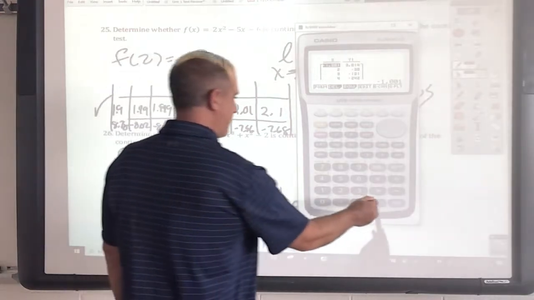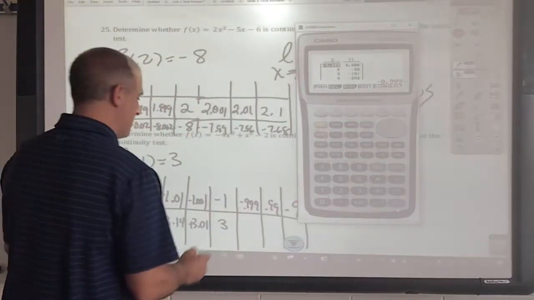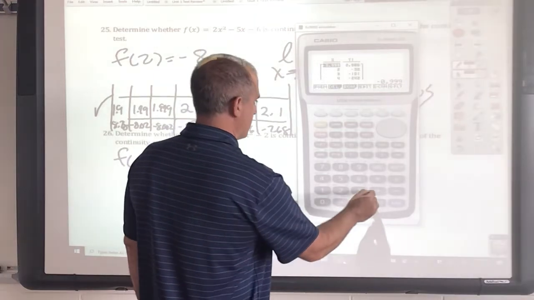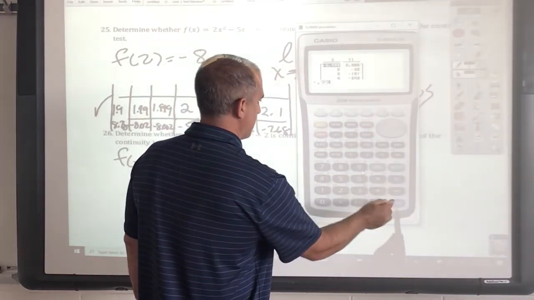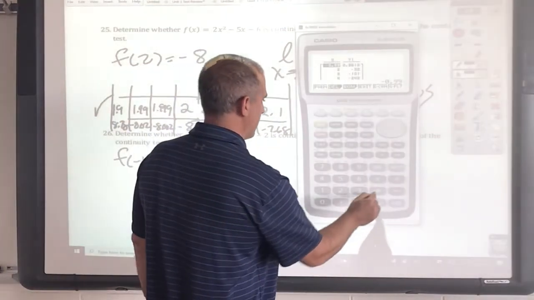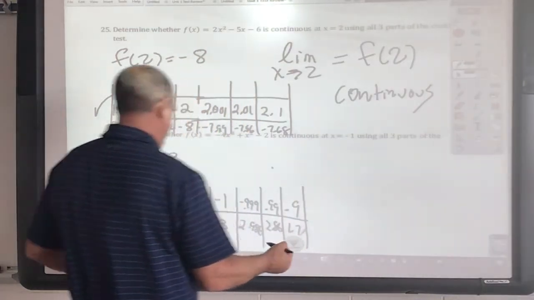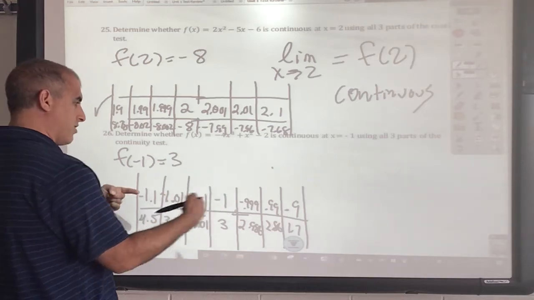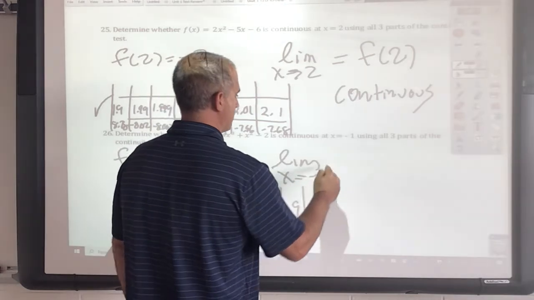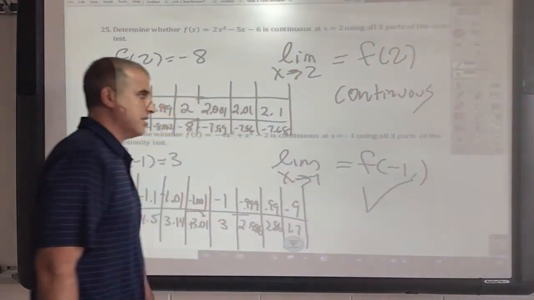Then I'm going to do negative 0.999. That's 2.986, which is what we wanted to see. Then I just do this a couple more times for negative 0.99, 2.86, and then negative 0.9. It is 1.7. Now, as you see, as they come from both directions, they're both getting closer to 3. So that's good. The limit as x approaches negative 1 equals the same thing as f of negative 1. So it's continuous.